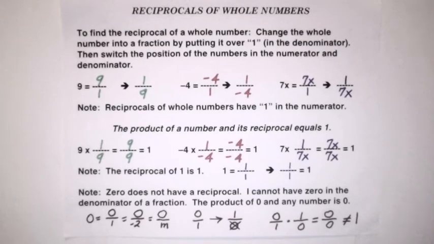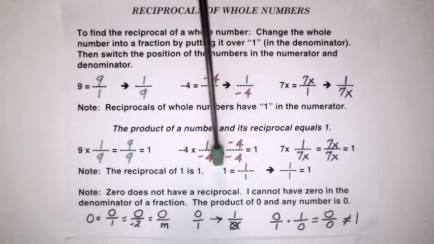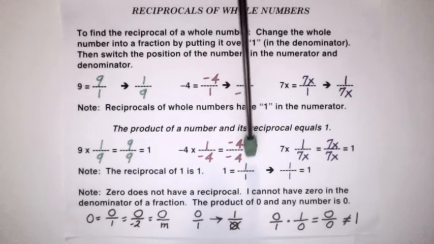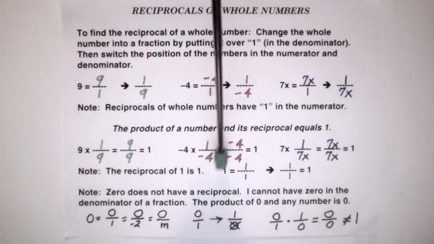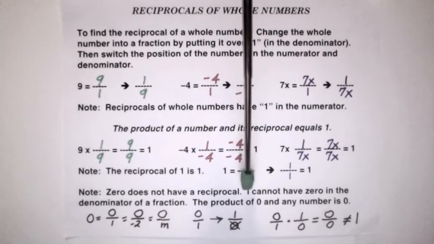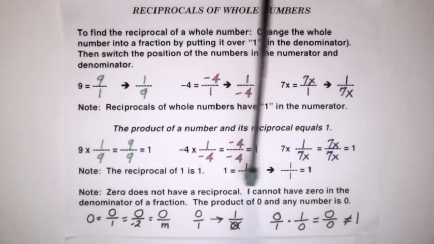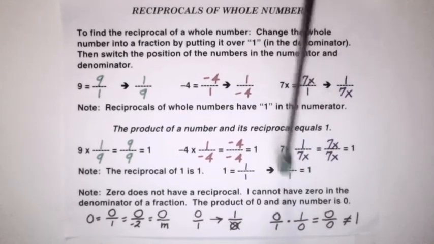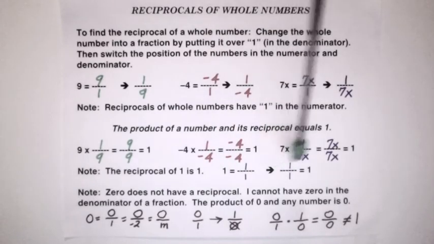This is another very important note. People are often tricked on quizzes and tests with this. The reciprocal of 1 is 1. The whole number 1 I can rewrite as 1 over 1. Anything over itself is 1. 1 divided by 1 is 1. So that's writing the whole number 1 as a fraction. To find the reciprocal, I switch the positions of the numerator and the denominator, and I have the exact same thing, which equals 1. The whole number 1 has a reciprocal that equals 1.